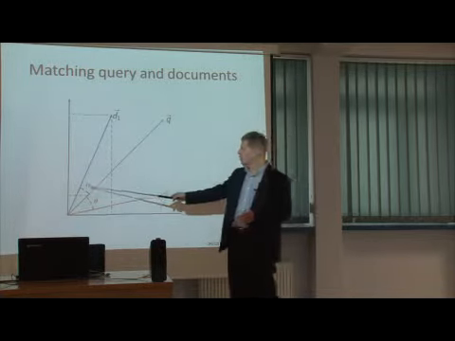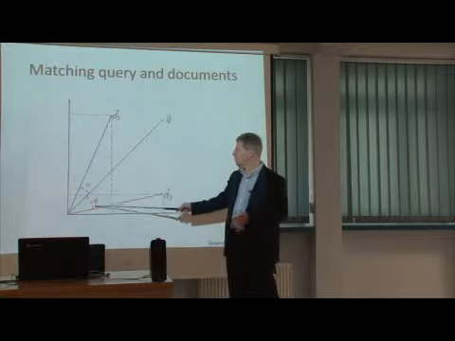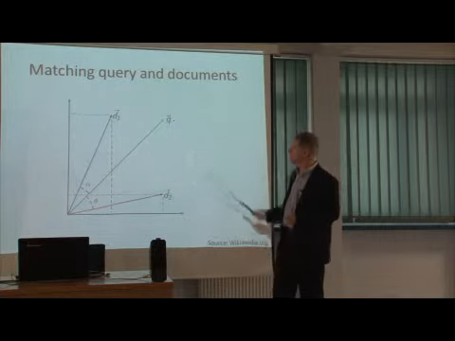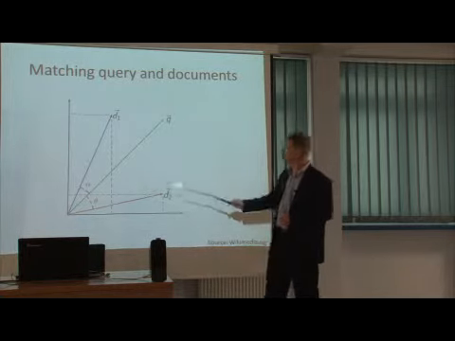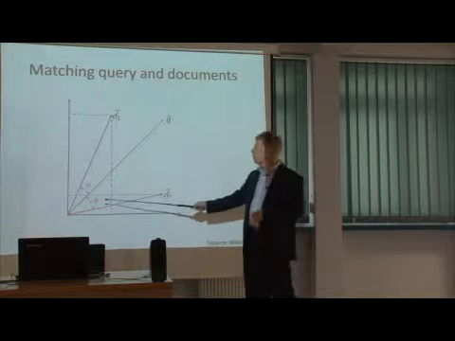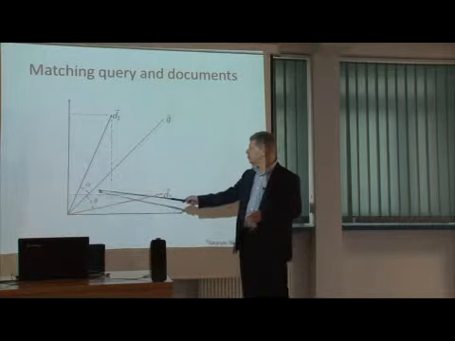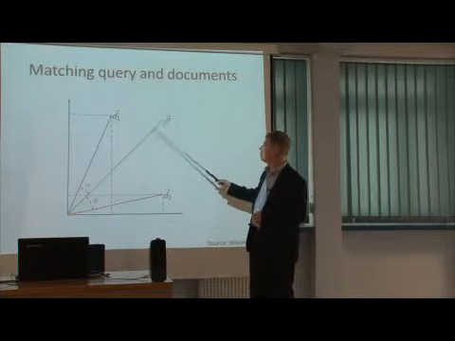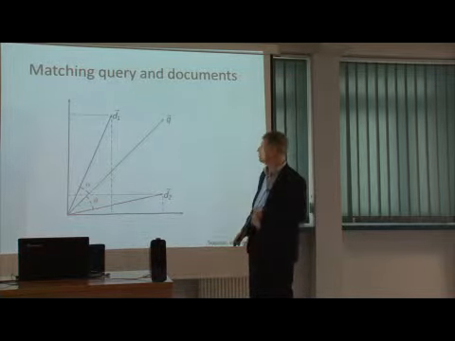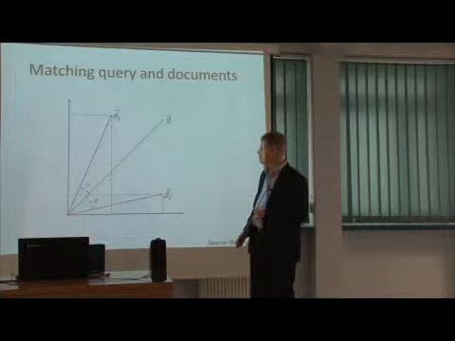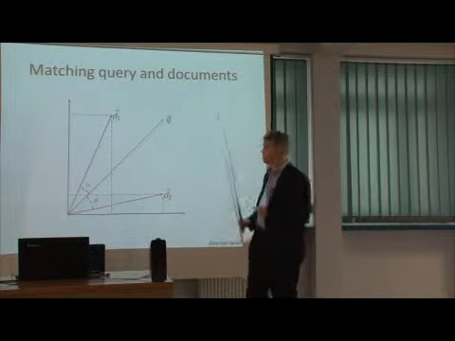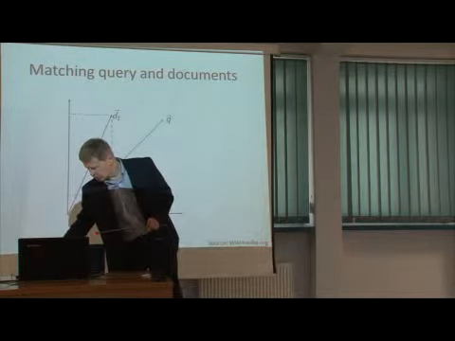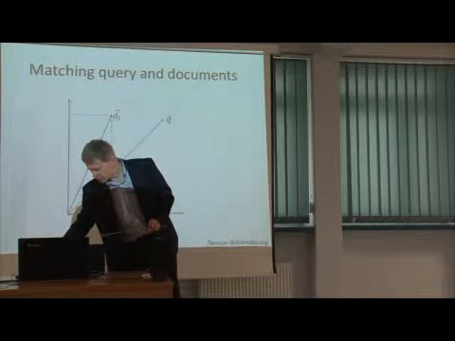So assuming that the angle alpha here is smaller than the angle theta, D1 is a better answer to query Q than D2. Notice that if a document is exactly equivalent to a query, this angle would be 0 and the match would be perfect. So that's the geometry of information retrieval in this very simple format.